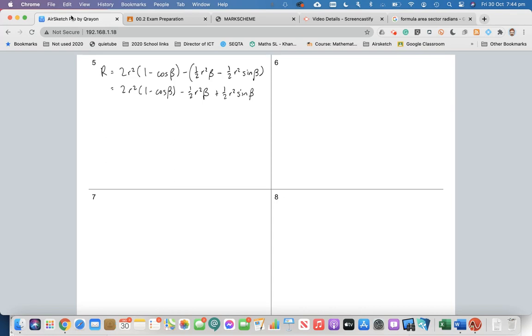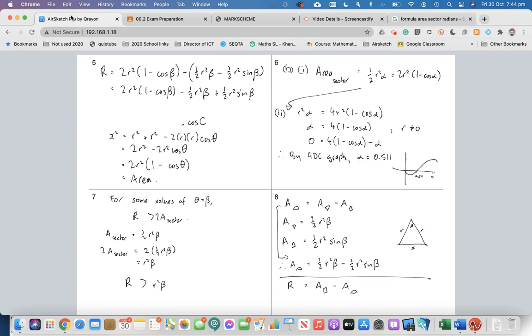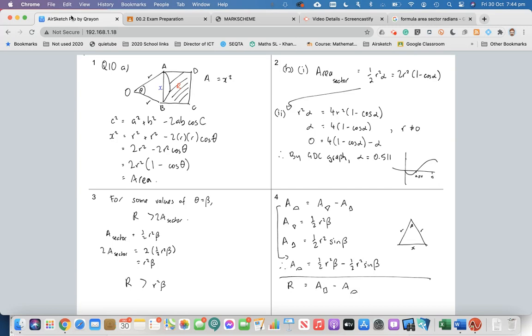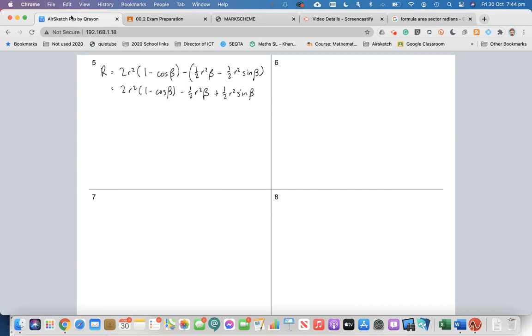Okay, let's put it all together. That's what R is. So remember from the other page, we did some working out, and we had R is greater than R squared beta. So now I need to substitute this whole big expression for R, and I get therefore 2R squared, 1 minus cos beta, minus a half R squared beta, plus a half R squared sine beta, must be greater than R squared beta.